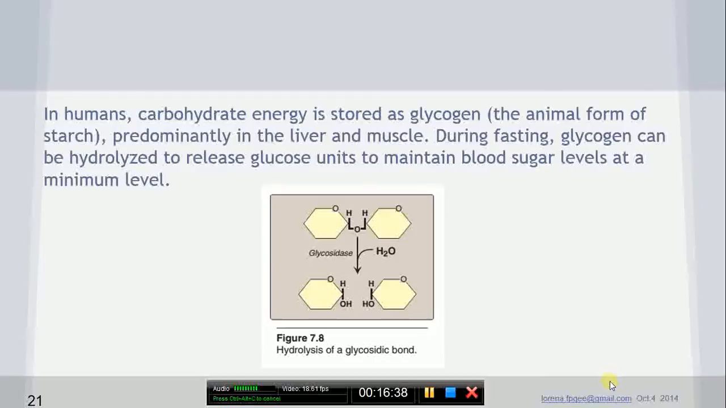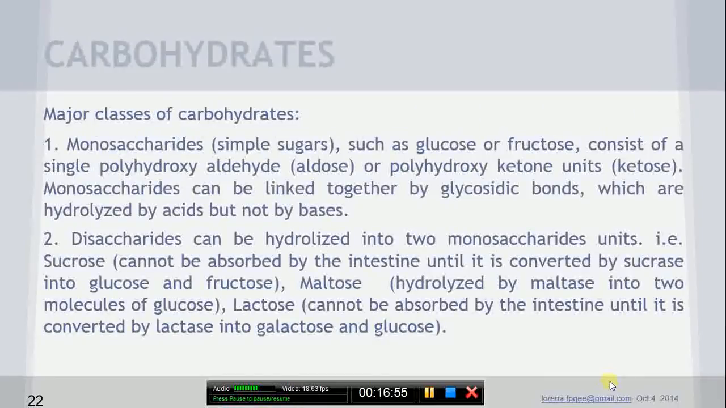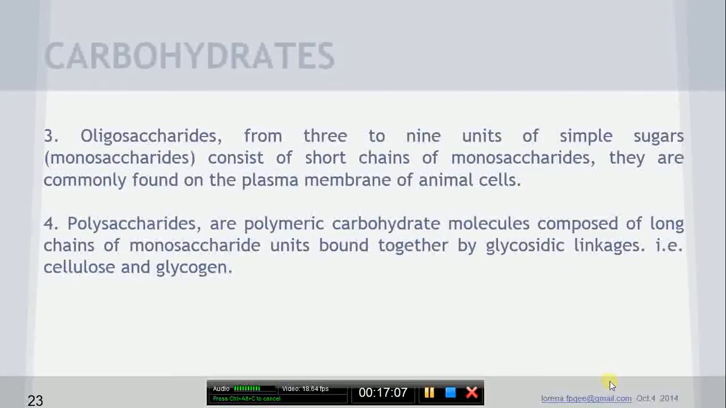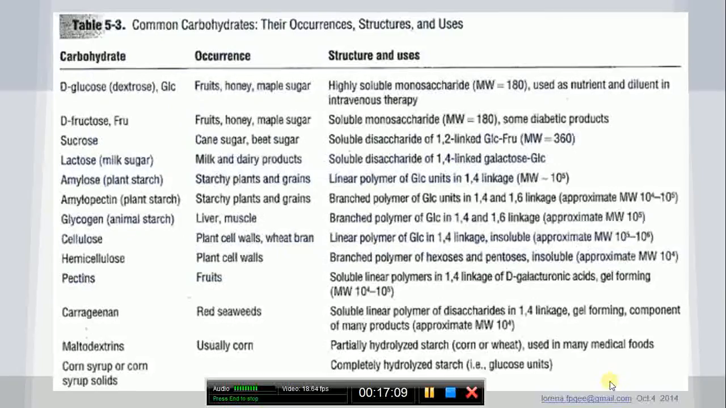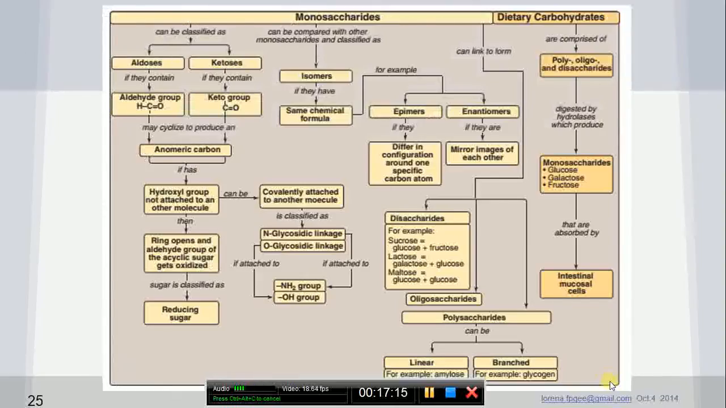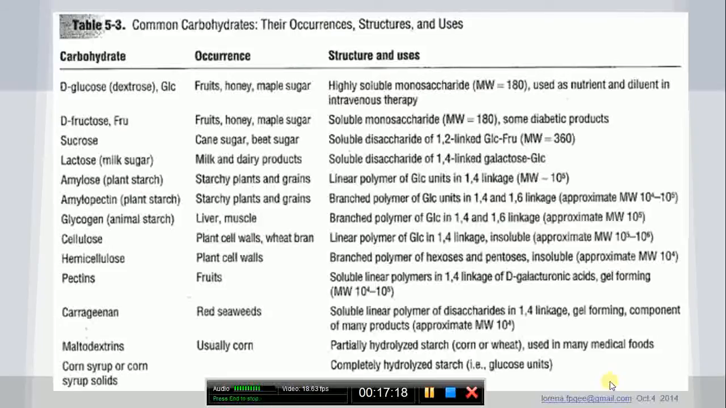From a nutrition perspective, carbohydrates are a major source of energy. In humans, carbohydrate energy is stored as glycogen, the animal form of starch, predominantly in the liver and muscle. During fasting, glycogen can be hydrolyzed to release glucose units to maintain blood sugar levels at a minimum level. This process can easily surpass an overnight period of not eating, i.e., fasting for 8 to 12 hours. Ketoses are components of nucleotides and thus are part of RNA and DNA. Note, MW equals molecular weight.